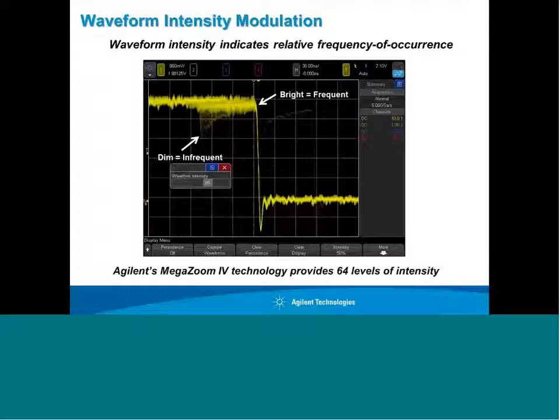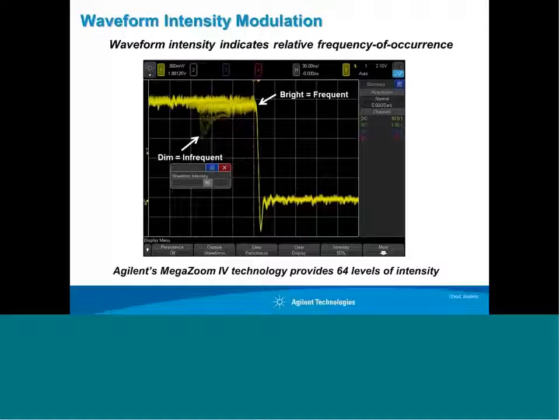The last topic we're going to talk about here today is another tool that's available in many oscilloscopes today: waveform intensity modulation, which can reveal some statistical information about your waveforms. Now, when digital scopes first came on the market about 20 to 25 years ago, there was no intensity modulation. Whatever they captured, they displayed all at the same intensity.